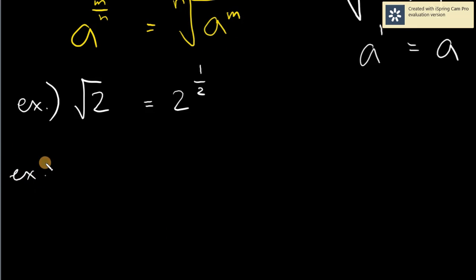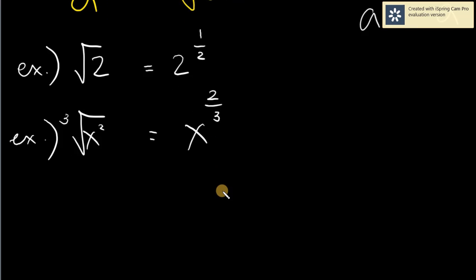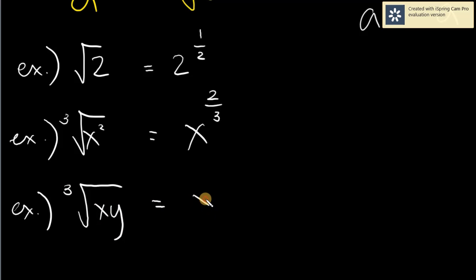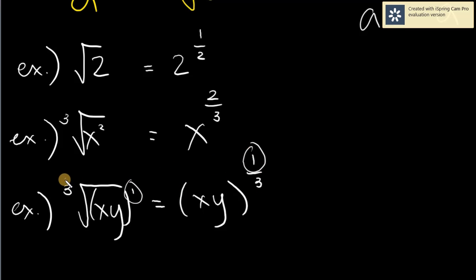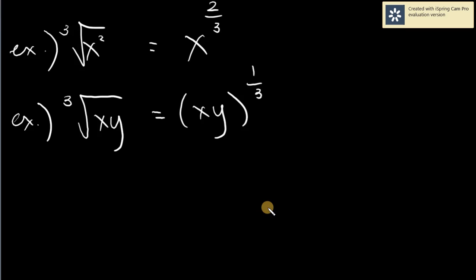Another example, the cube root of x squared. This is equal to x raised to 2/3. We're just converting. Next one: we have the cube root of xy. So this is equal to xy raised to 1/3. Why? Because the exponent of each of these is 1 and 1, they have the same exponent, so we consider them as raised to 1. This is the exponent, numerator, index, denominator. So this would be our answer, xy raised to 1/3.